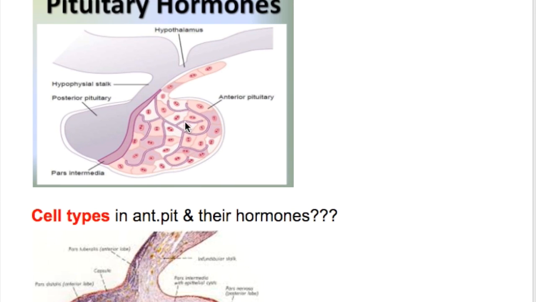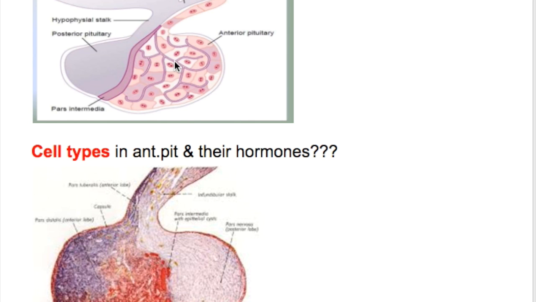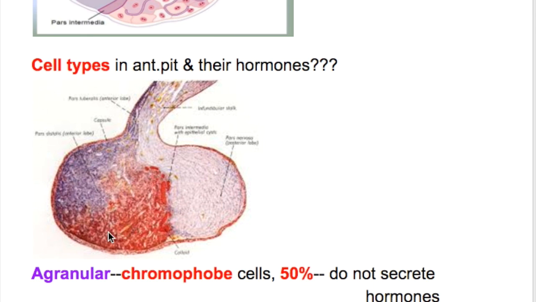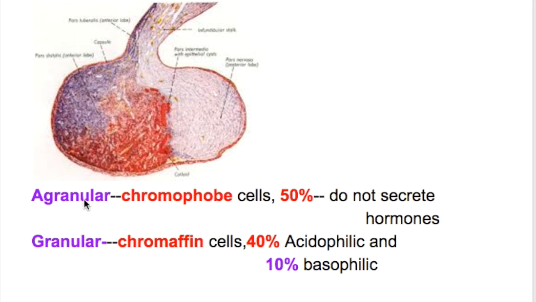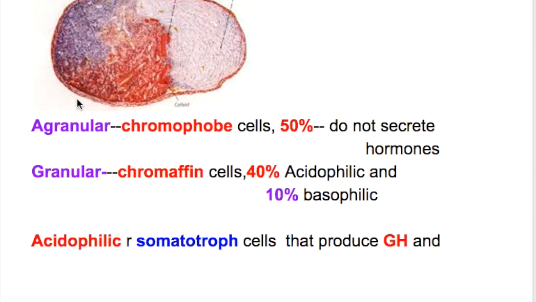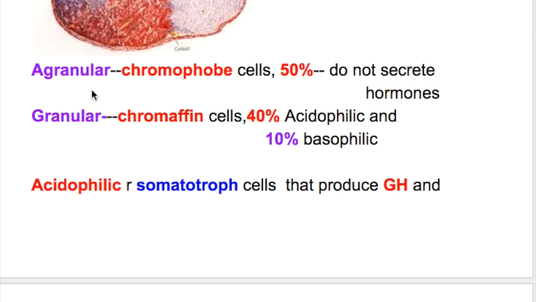What are the cell types in the anterior pituitary gland? It has two types of cells, agranular and granular cells. The agranular cells are chromophobe cells and comprise 50% of the pituitary cells, but they do not secrete any hormones. The granular cells are chromaffin cells, comprising 40% acidophilic cells and 10% basophilic cells.